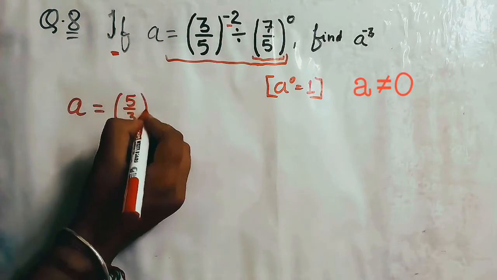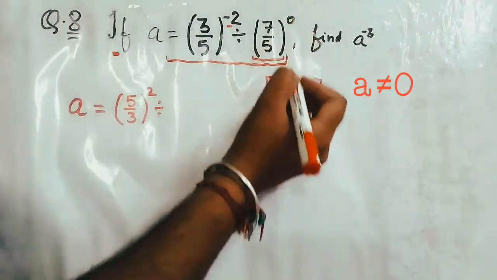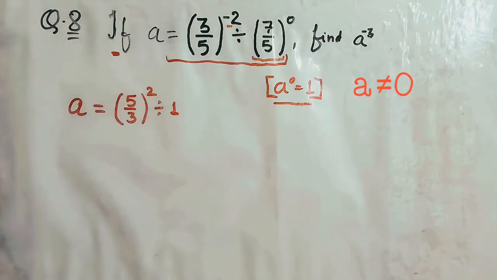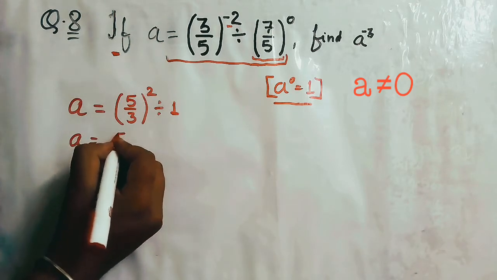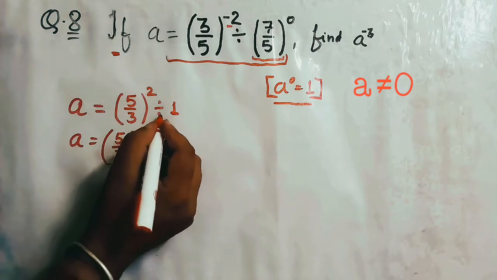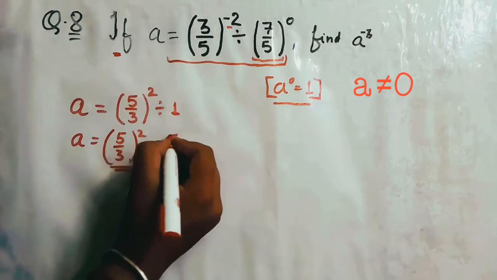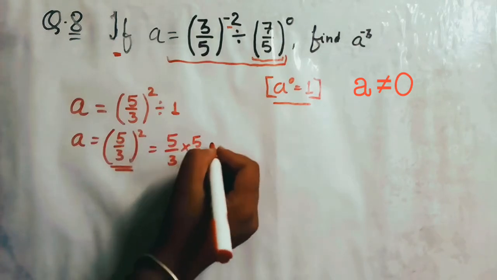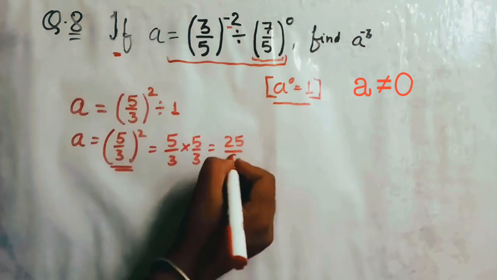So it will become (5 upon 3) whole raised to power 2 divided by, any number raised to power 0 is 1. So 7 upon 5 raised to power 0 will become 1. Any number divided by 1 will be the number itself. So it will become 5 upon 3 raised to power 2. Multiply 2 times, 5 upon 3 into 5 upon 3. So 5 5s are 25 and 3 3s are 9.